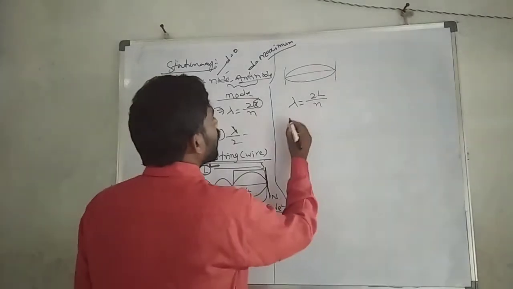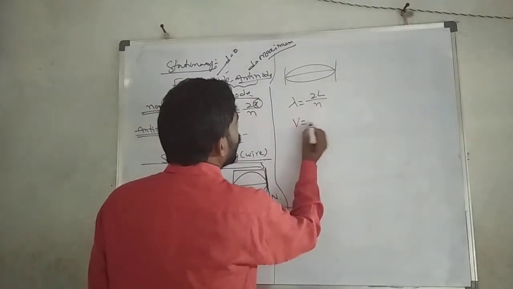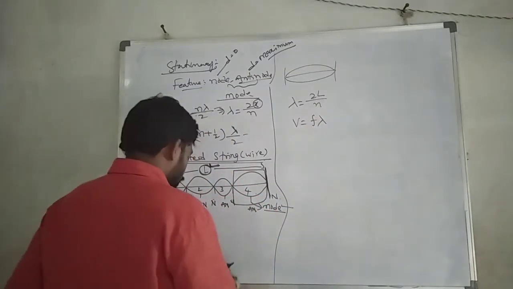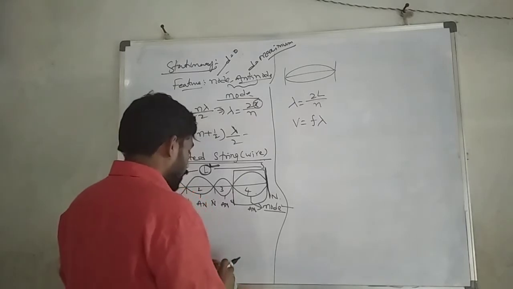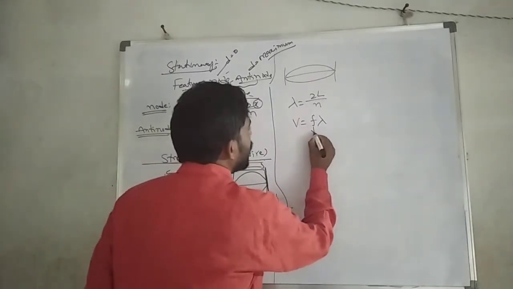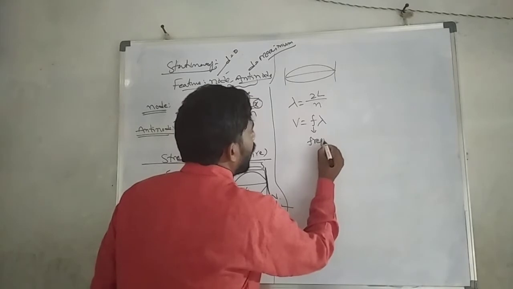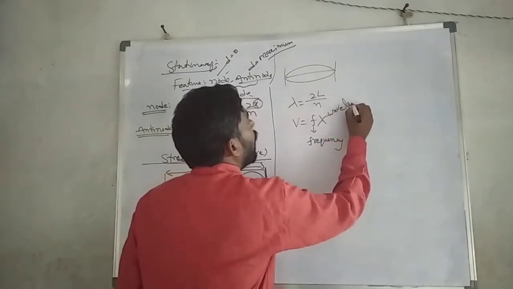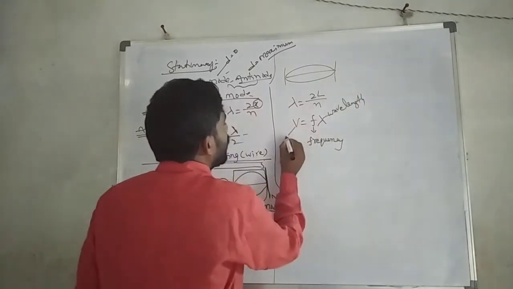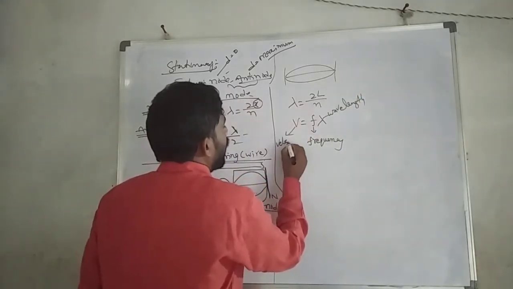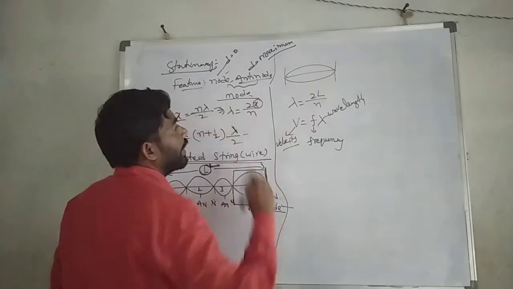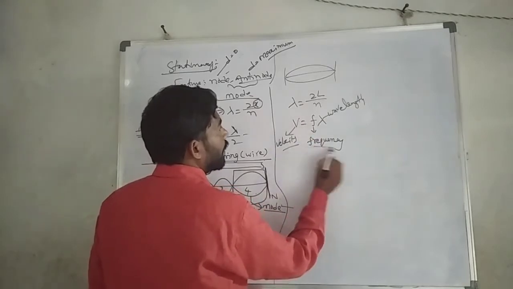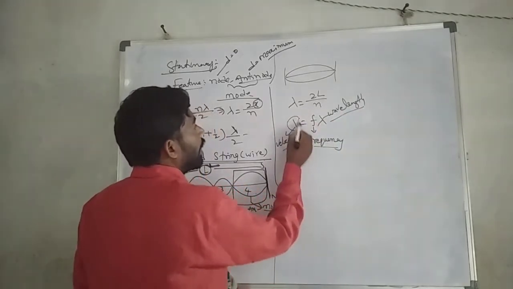You already know the velocity v equals f lambda. Here f means frequency, lambda is wavelength, and v is velocity. It means the velocity v equals f lambda.